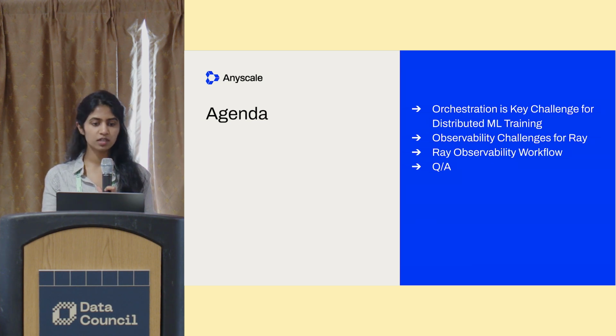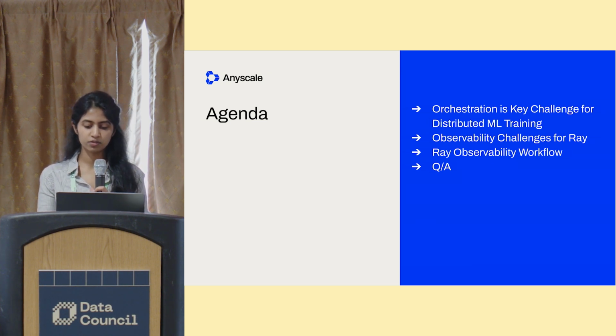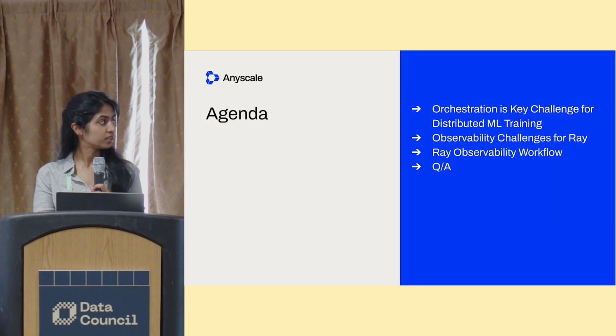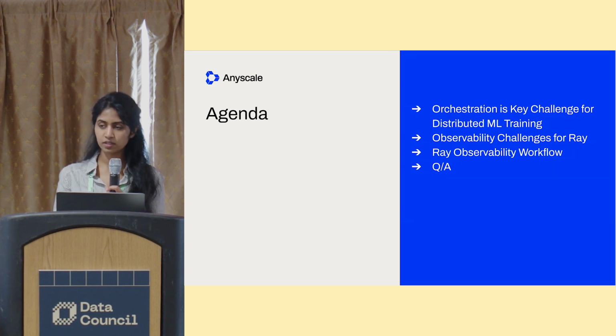And then we'll talk a bit about why observability is important for the developer experience and why it's challenging to build in a distributed orchestration system like Ray. And then the last part will go into more details on the Ray observability workflow and share some of its solutions to address some key pain points.